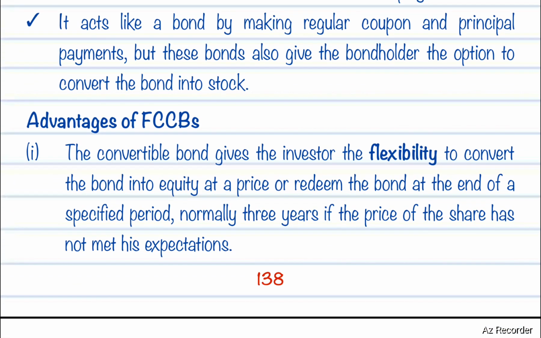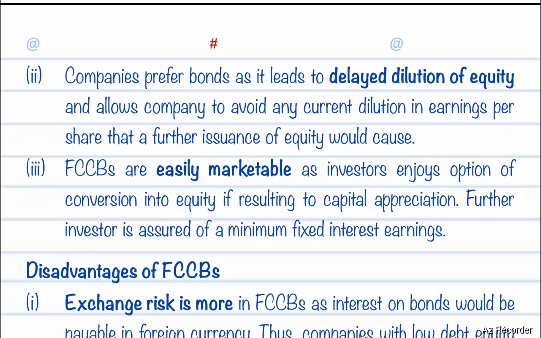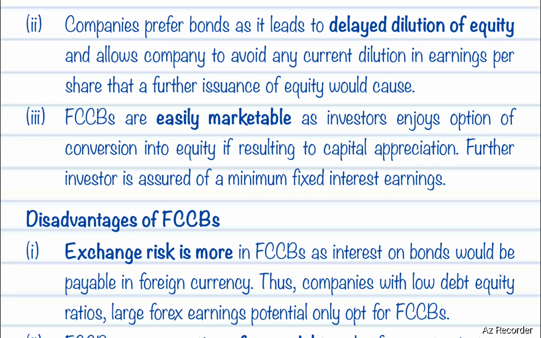The convertible bond gives the investor the flexibility to convert the bond into equity at a price or redeem the bond at the end of the specified period, normally 3 years, if the price of the shares has not met his expectations. Companies prefer these bonds as they lead to delayed dilution of equity and allow the company to avoid any current dilution in earnings per share that a further issuance of equity would cause. Foreign currency convertible bonds are easily marketable as investors enjoy the option of conversion into equity, resulting in capital appreciation. Further, the investor is assured of minimum fixed interest earnings.